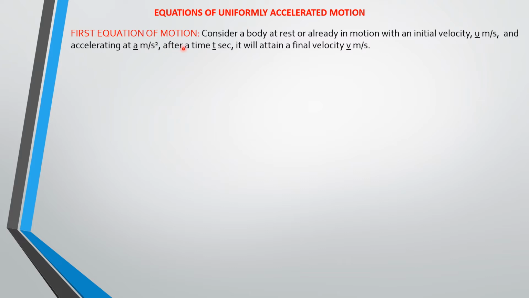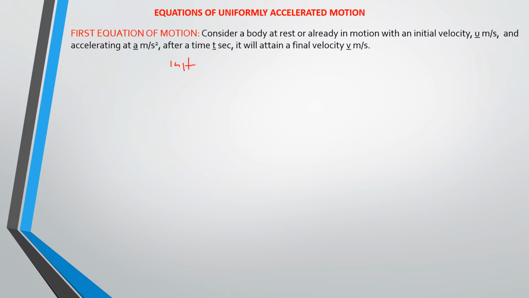So all this information that we have here, how can we put them into a mathematical equation? Putting them together, we will be able to derive the first equation of motion. So that is what we want to do now. For this particular first equation, we are given that initial velocity is equal to u.